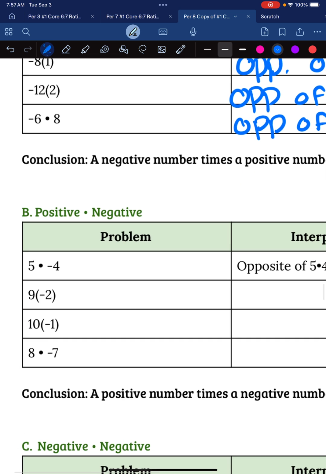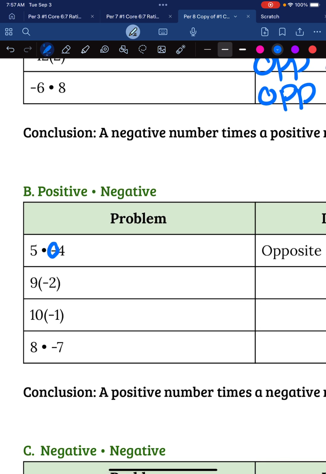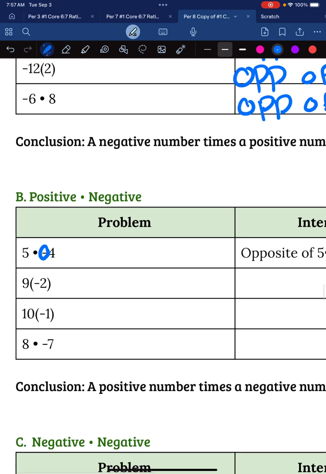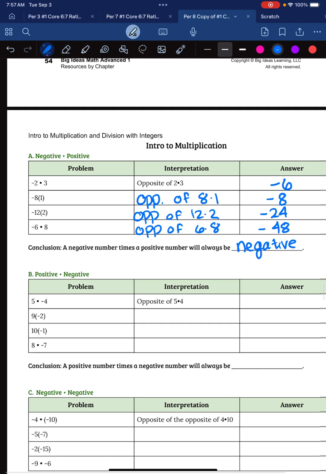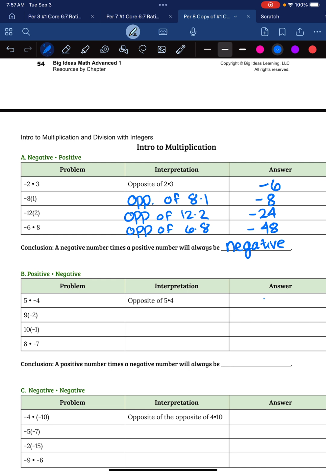So you still convert this little negative in front of the 4 into the word opposite. So you take the numbers, multiply them, and then take the opposite. It doesn't matter which number was the negative one. So 5 times 4 is 20. Take the opposite, negative 20. Go ahead and fill out this whole chart plus the conclusion at the bottom. Pause the video and come back when you're ready to check.